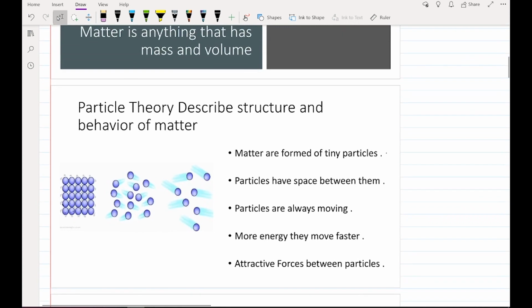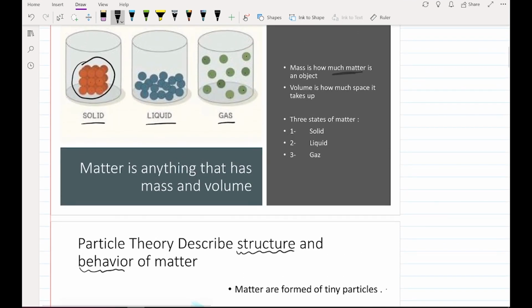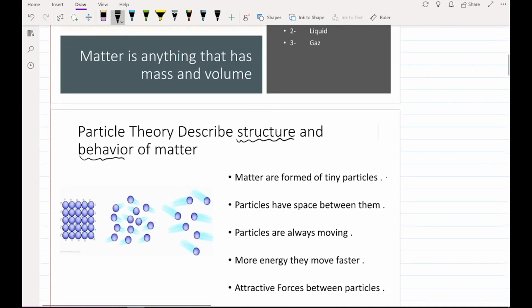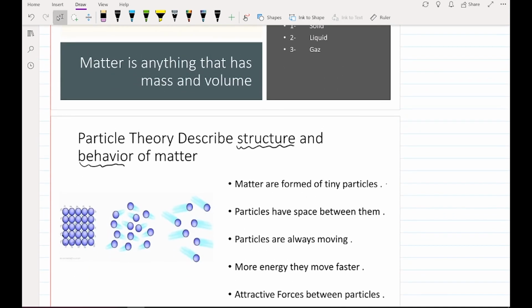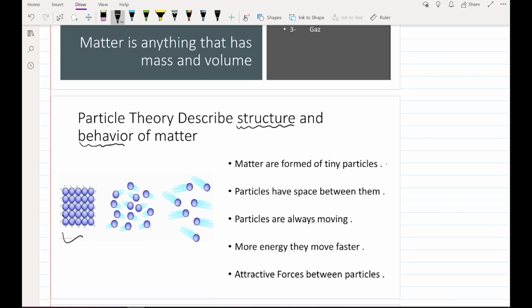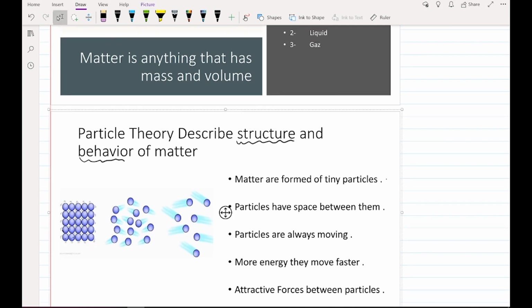What about particles? Particle theory describes the structure and behavior of matter. Now we want to understand what structure means and what behavior means. Matter is formed of tiny particles, so these circles we call particles. Particles have space between them, as shown in this figure.